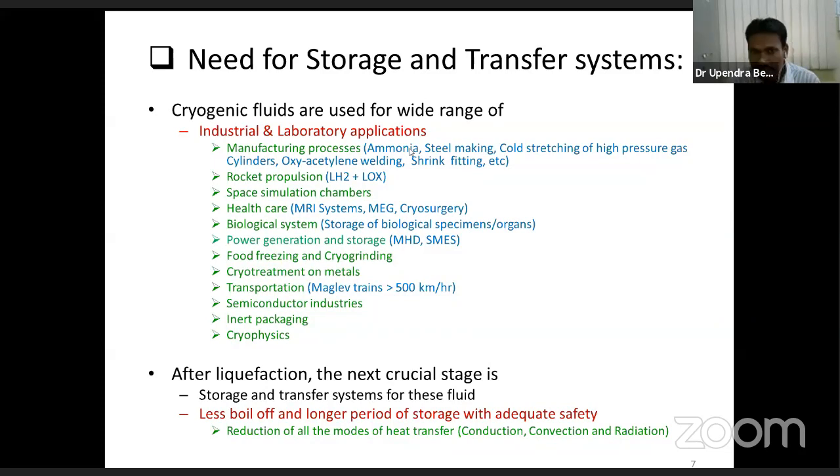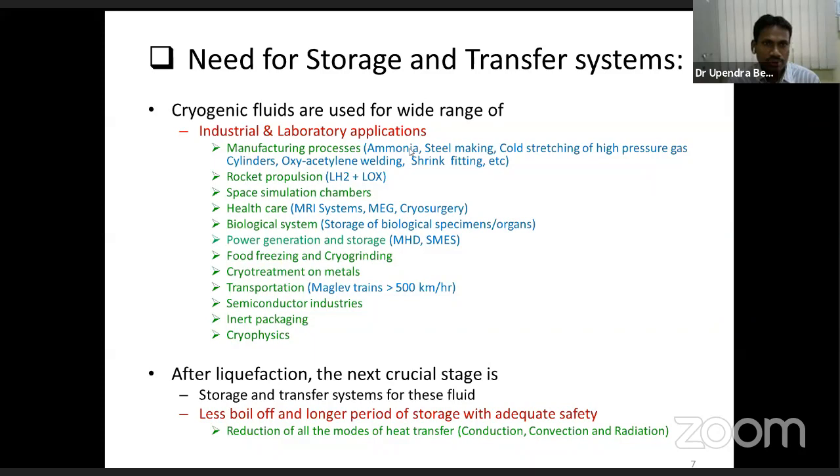of metals to enhance the tool life, and transportation like magnetic levitated trains where you can achieve a speed of more than 500 kilometers per hour. And this is in use in some advanced countries, and then other applications of these cryogens are semiconductor industries, inert packing. Every day all our food packets are coming with nitrogen packing or inert packing. Then cryo study of the properties of molecules or electrons. So there is a wide range of applications, and indirectly in all fields of our life, these cryogens are being used.